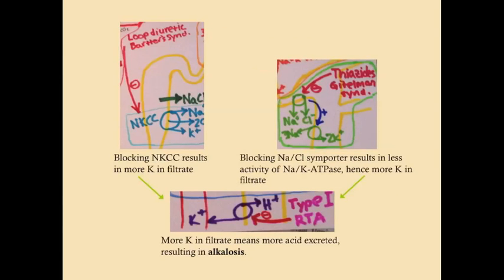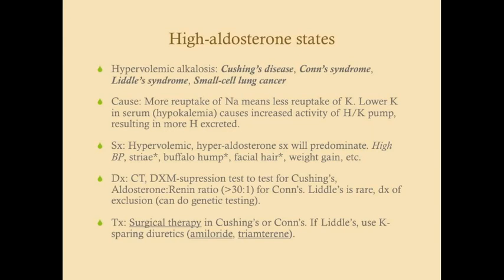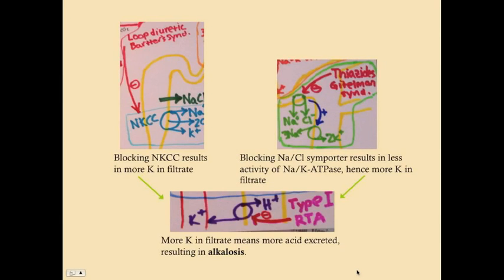And remember, back to here, if you have a decreased serum potassium, what's going to happen? You're going to reuptake potassium in your distal collecting duct. So if you increase your reuptake of potassium, which always happens in patients with high aldosterone states, you're going to develop alkalosis because you're secreting all that hydrogen.